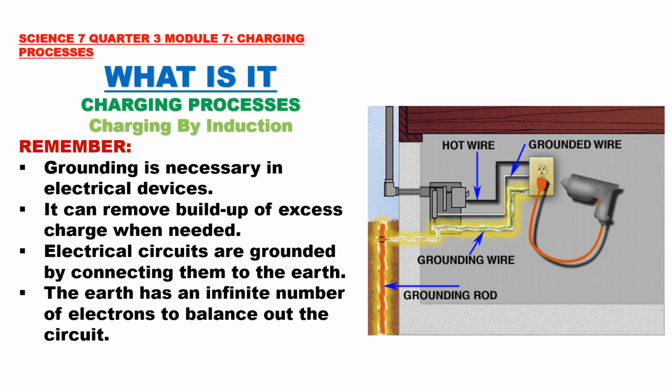So grounding is necessary in electrical devices because it can remove build-up of excess charge when needed. Electrical circuits are grounded by connecting them to the earth. The earth has an infinite number of electrons to balance out the circuit.